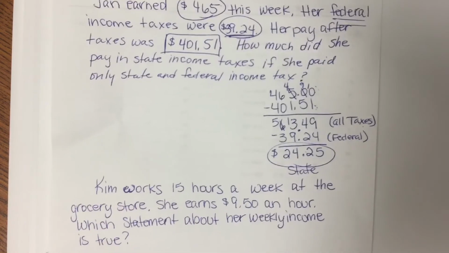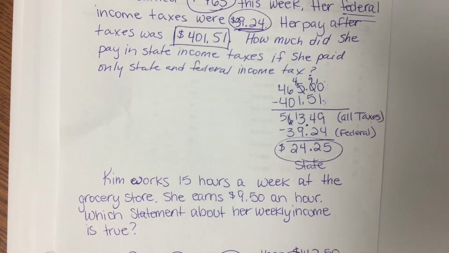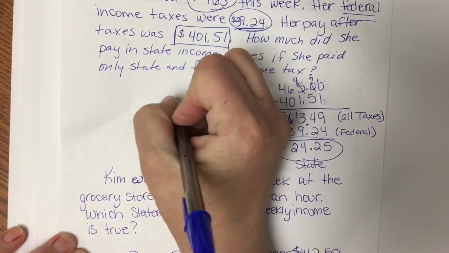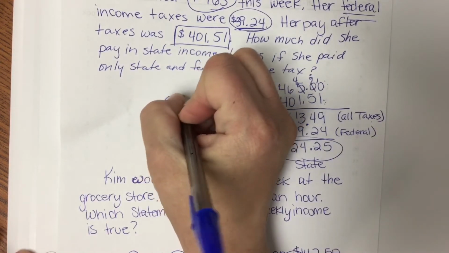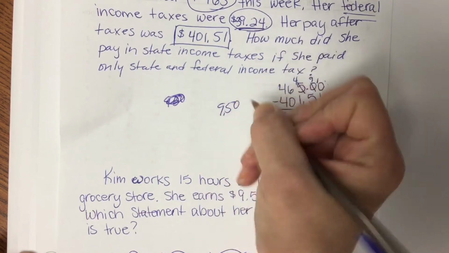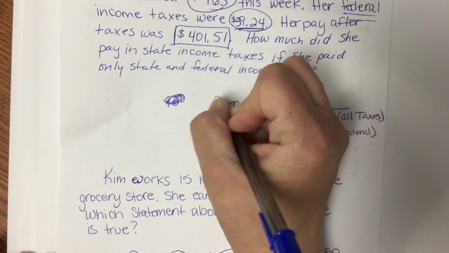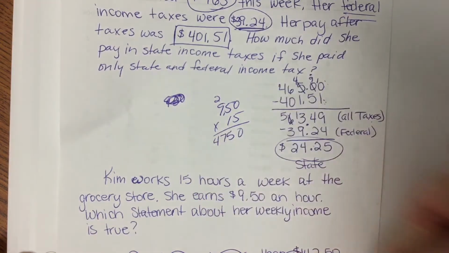Okay, the next one says Kim works 15 hours a week at the grocery store. She earns $9.50 an hour. Which statement about her weekly income is true? So I know that it's $142.50. So would her gross income change? Okay, $9.50 times 15 equals $142.50. So 950, write that again. 950 times 15. Okay.